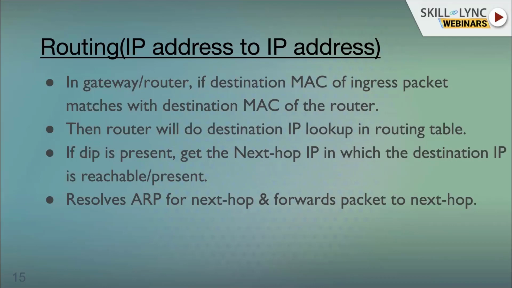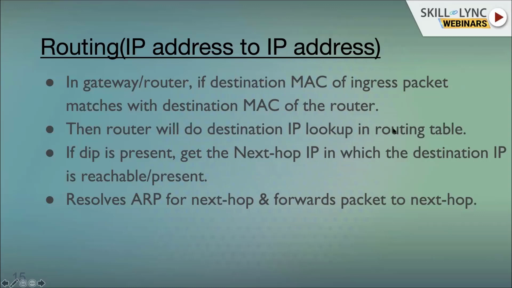So for every device, every router or gateway, first it looks at the destination MAC. The destination MAC will always be the router only. Once it reaches the destination MAC of that router, it will check the IP. Then the router will do the destination IP lookup in the routing table. The destination IP is the Google IP. By seeing the routing table, it finds out which exact network I need to send out to. That's where we have the routing table, based on that destination IP.